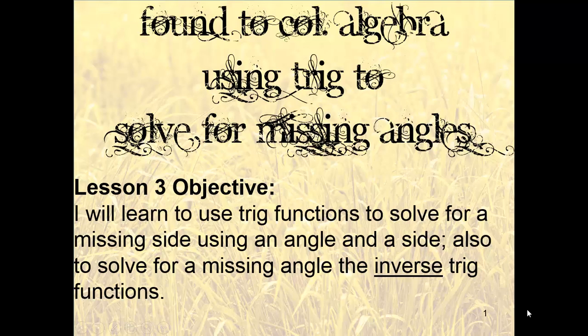So far we've been using trig functions and we've been given all the sides, or we've had to find a side and then write all the trig functions down. Now we're going to change it up just a little bit. We're going to find a missing side based on the angle and a different side given. And then we're going to switch gears, and instead of looking for side lengths, we're going to use inverse trig functions to find missing angles. So let's get going.